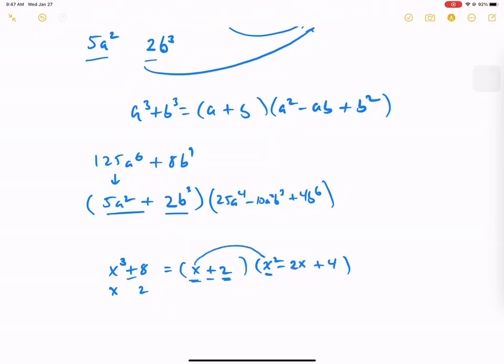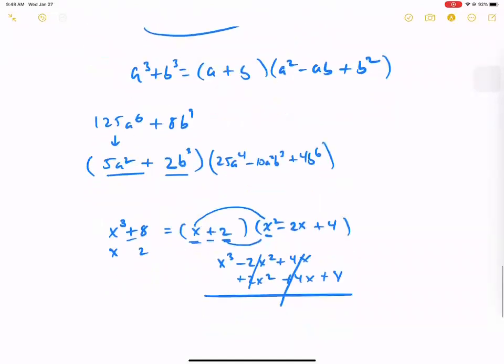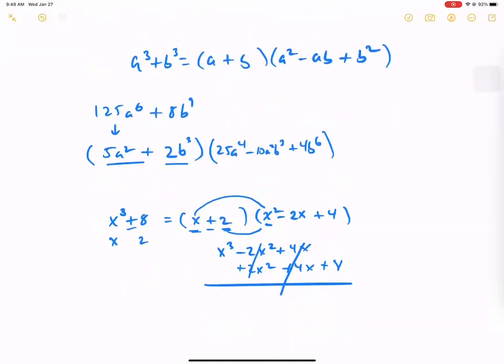Now, once you make this guess, you can multiply it all out. X times x squared is x cubed minus 2x squared plus 4x. Double check with the 2. 2 becomes a negative 2x squared plus 4x plus 8, and you can see that, oops, that was a plus. All the terms in the middle cancel out. Oh, darn it, this was a minus. I'm not sure why I put plus here. All terms in the middle cancel out, and we're left with just x cubed plus 8. To help you with the pattern.